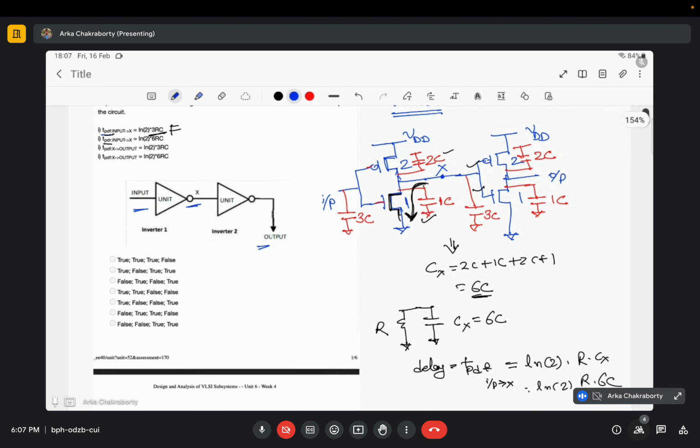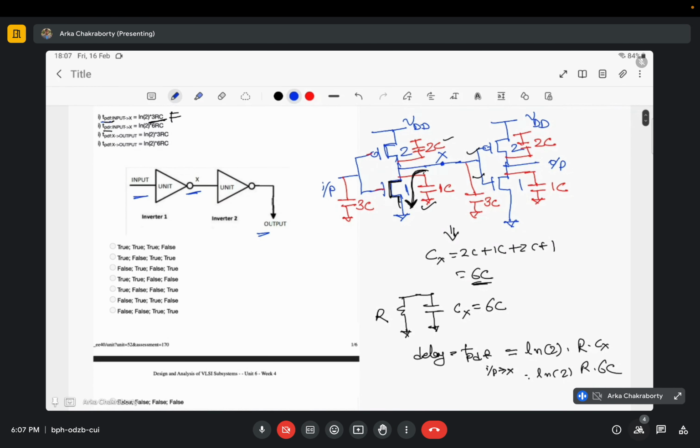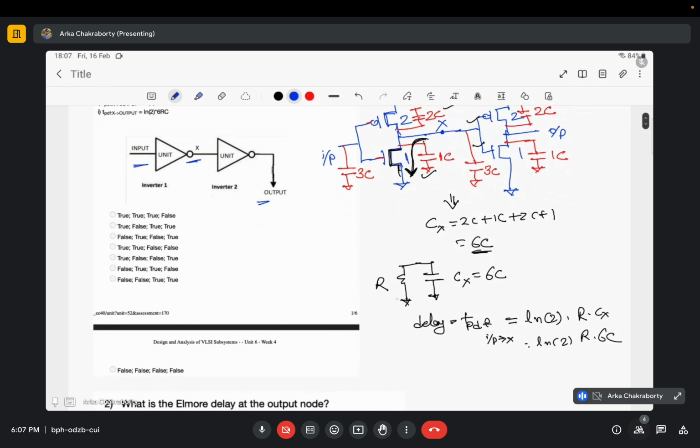So let's see what it is. It would be similar because here it is R of NMOS. When considering t pull down for rising from input to x, the circuit would become something like this.